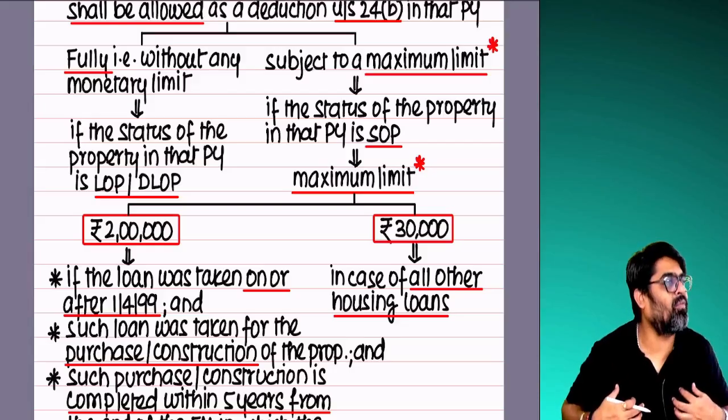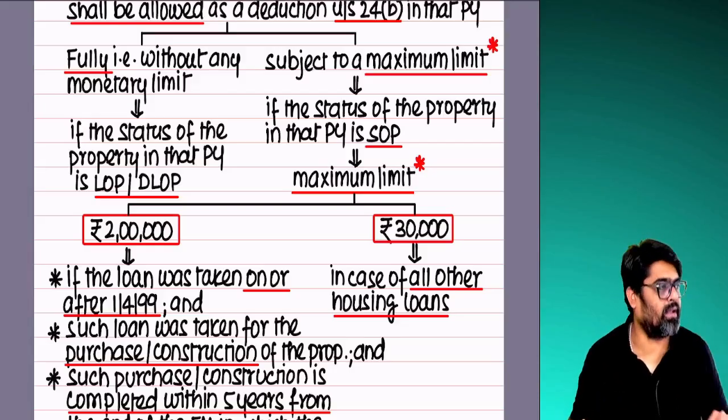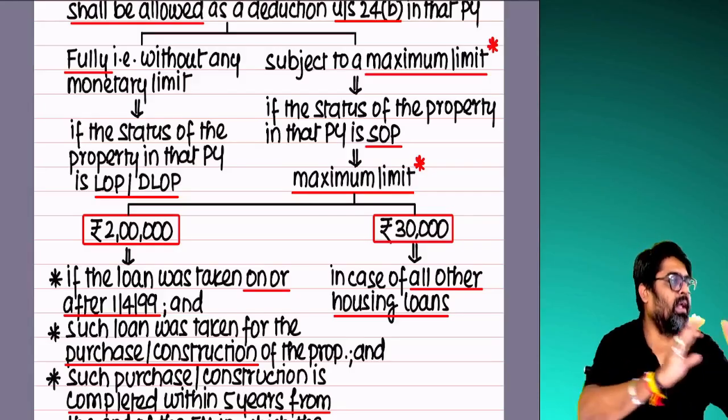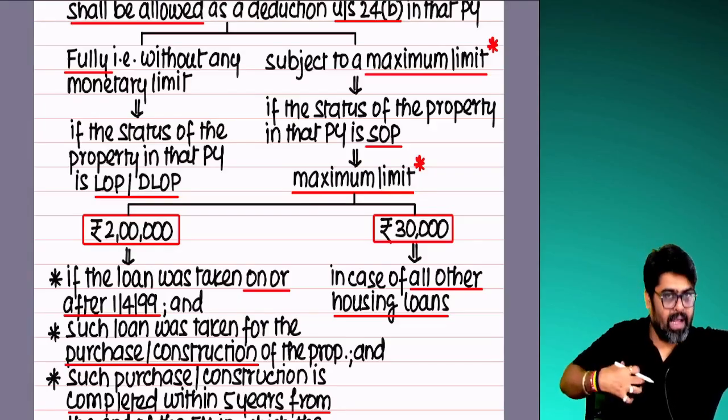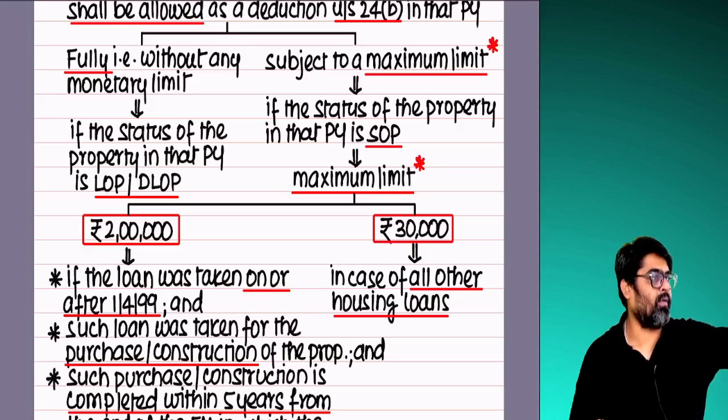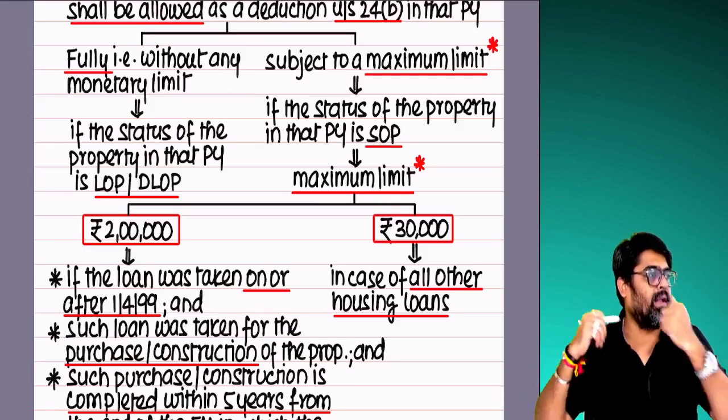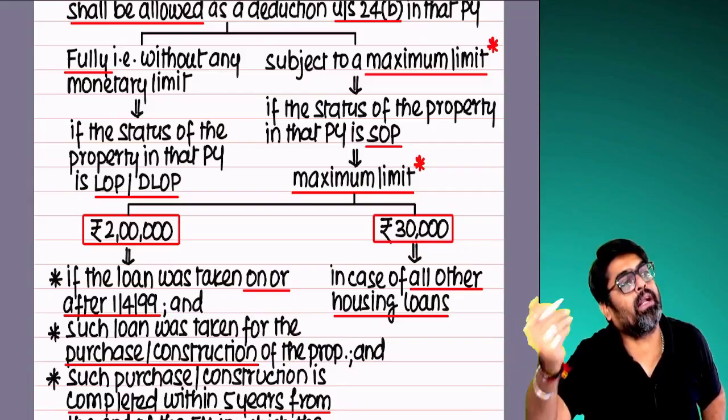But what if I don't want anyone else to stay in that property? I myself want to stay in that property. So I told my tenant, please vacate the property, I want to occupy it. Tenant vacated and from the next year I am occupying the property. So tell me, what will be the status of the property next year?